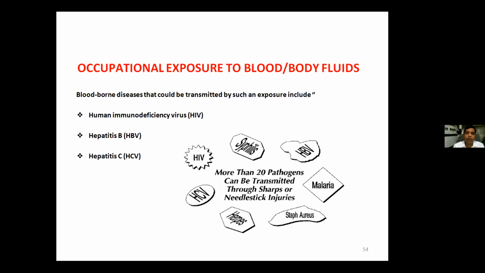As I said before, occupational exposure to blood and body fluid. In a healthcare setup, if you get an unprotected exposure to blood and body fluid, how much is the risk for hepatitis B? It is about 30 to 60%. For hepatitis C, it is about 10 to 30%. For HIV, it is about half to 3%.